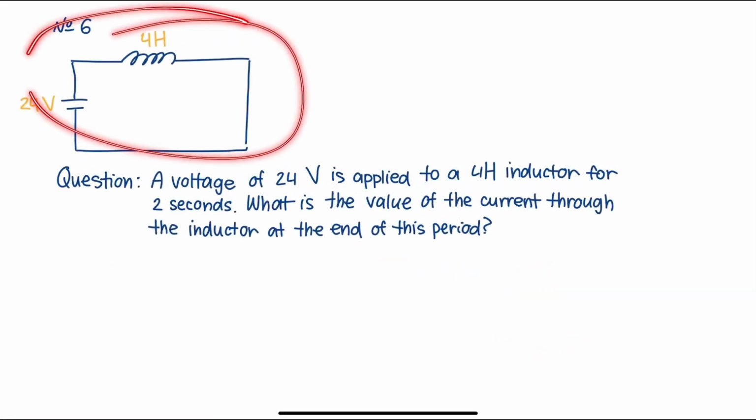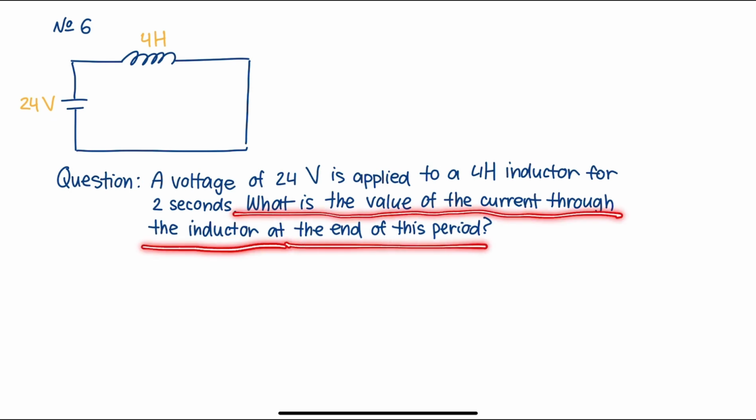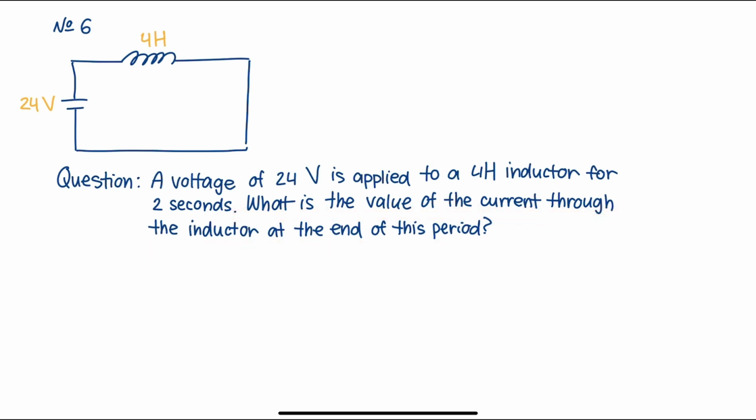Here we have another circuit. The question is, a voltage of 24 volts is applied to a 4H inductor for 2 seconds. What is the value of the current through the inductor at the end of this period? The formula we're going to use is the same that we used for the previous question. However, in this case, we're going to rearrange it and add one more formula.